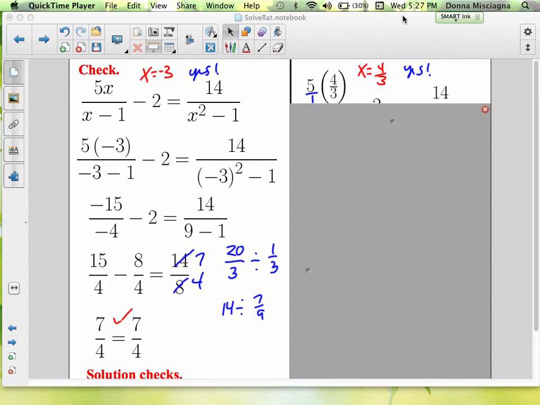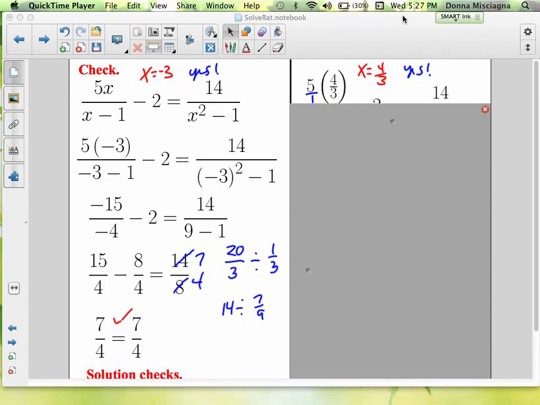That equals, on the other side, 14/8. So 9 minus 1 is 8. Now 15/4 minus 8/4 is 7/4, and 14/8 reduces to 7/4. So that solution checks. Negative 3 is a good solution.